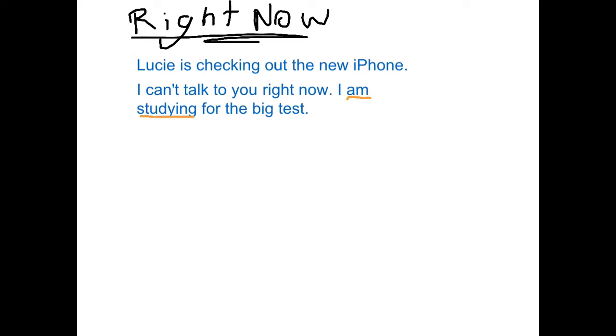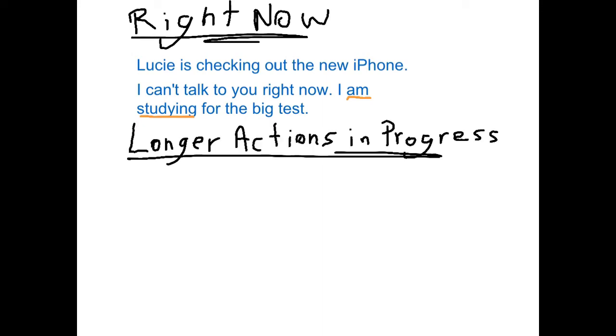We also use the present progressive for longer actions that are in progress. I can say that I am reading The Hunger Games, but it does not necessarily mean that I'm reading The Hunger Games right now. I might just be reading the book these days. So reading the book is a longer action in progress.